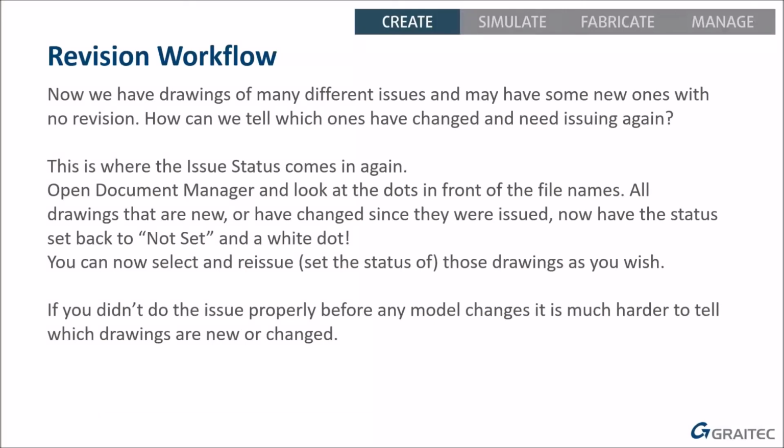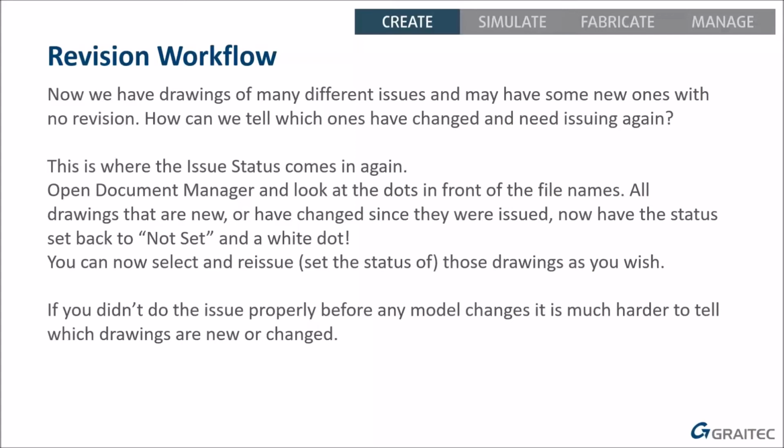So again, if you didn't remember to set that issue status when you issued them, before you change the model, you can't set the issue status on a drawing that says it's out of date or update required. You have to set the issue status before you make any changes to the model. So remember to do it. Try and make a good habit. Every time you're going to send those drawings out, the first thing you do is set the issue status, then you batch print the drawings and send them to the workshop or whatever.